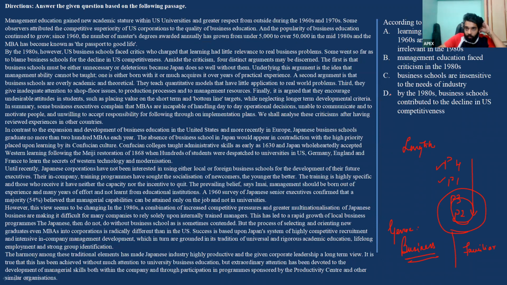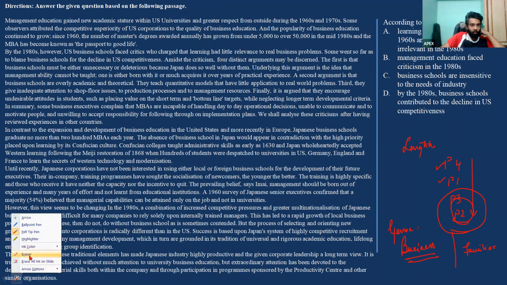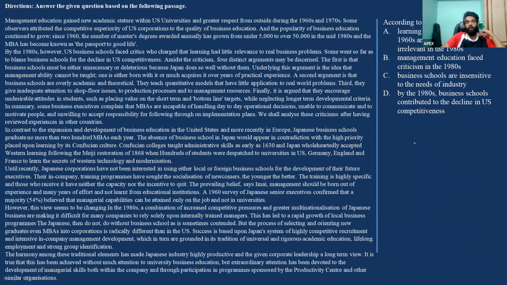Yeah, so this is the fourth passage. This is the passage that we were supposed to attempt third. So it's a very long passage, and I'm pretty sure you have read through this passage. So let me quickly go ahead and explain this passage. It starts off by talking about how MBA universities have gained a new academic stature within the United States. Now stature is position. Okay, so some observers have attributed the competitive superiority of US corporations to the quality of business education and the popularity of business education.